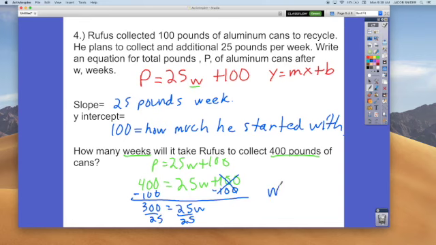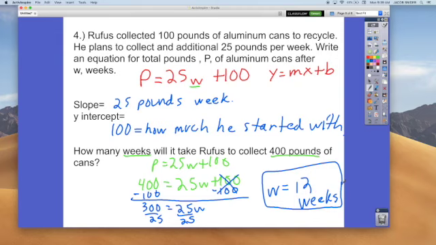So after how many weeks would it take? Plug that in your calculator real quick or count it up with me. 300 divided by 25. It's going to take him 12 weeks to get 400 pounds of cans. That's a lot of pounds of cans.